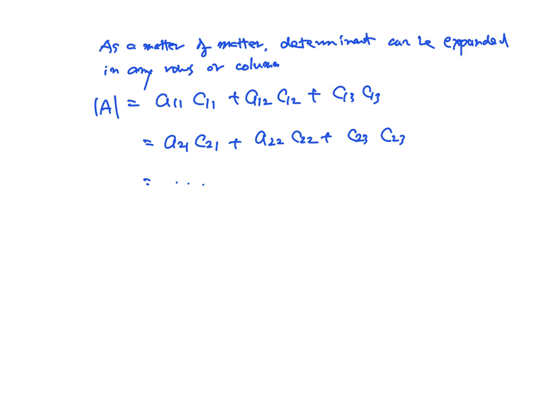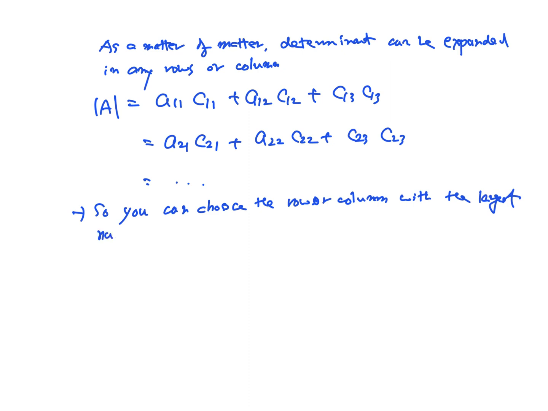So to choose any rows or any columns with the largest number of zeros. So wisdom is you choose the rows or column with the largest number of zeros.